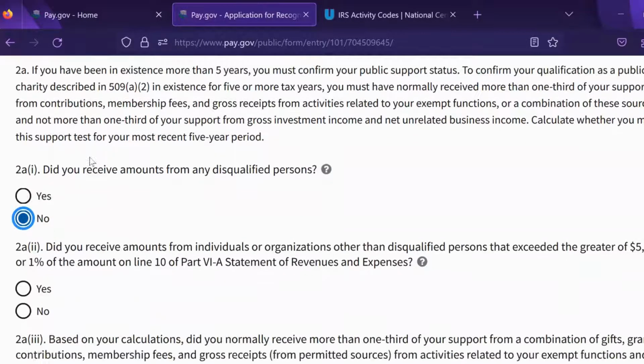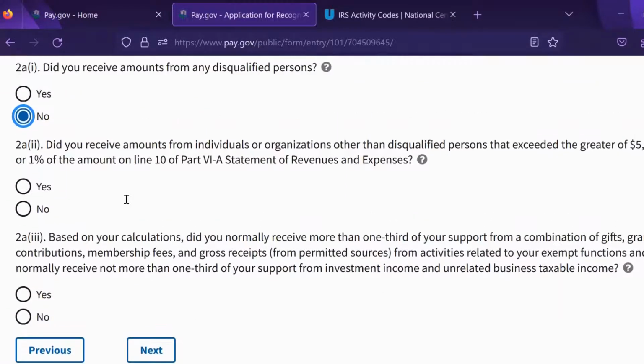We're going to say no for Jane. Did you receive amounts from individuals or organizations other than disqualified persons that exceeded the greater of $5,000 or 1% of the amount on line 10 of Part 6A, Statement of Revenue and Expenses? For Jane, we are going to select no.